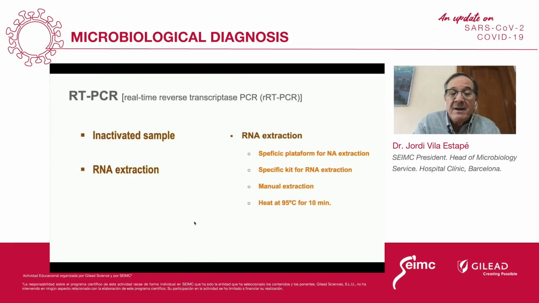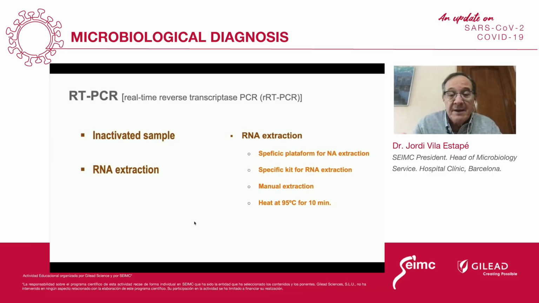The second step is the RNA extraction. And regarding the RNA extraction, I would like to mention different approaches. The first one is a specific platform for nucleic acid extraction. Almost all the clinical microbiology labs currently have different platforms. You have to adapt this RT-PCR to the platform that you have, and of course, use a specific kit for RNA extraction, related normally to the platform, for high throughput sample extraction, so a high number of samples.